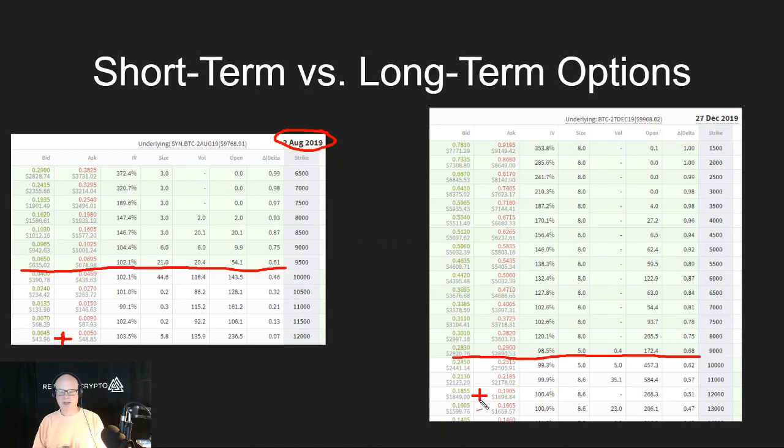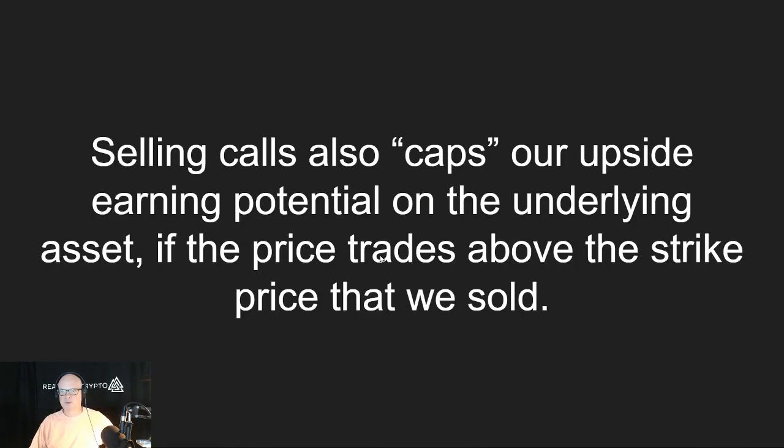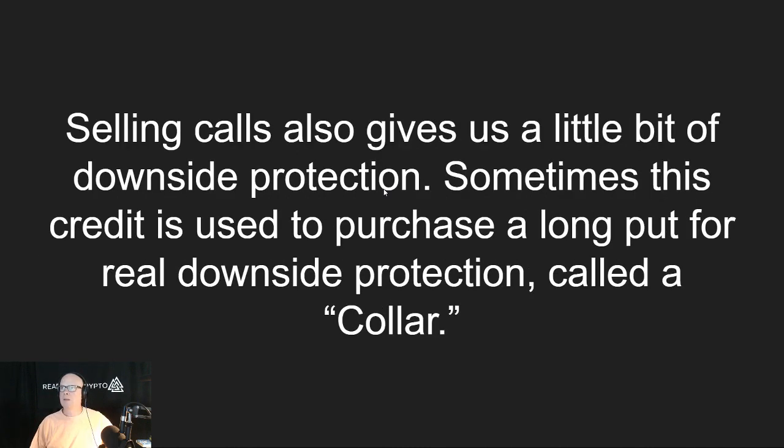But we got a bullseye. We got a bullseye on our forehead that says if the price goes above 12,000, we may have to surrender our Bitcoin that we own because we'd have to sell somebody at the 12,000 level. So there is some risk involved with this, and there is some skill that needs to be applied in terms of knowing what to do. Selling calls caps our upside earning potential. So in exchange for that rent that we're getting, it caps our upside potential if the price trades above the strike price that we sold.